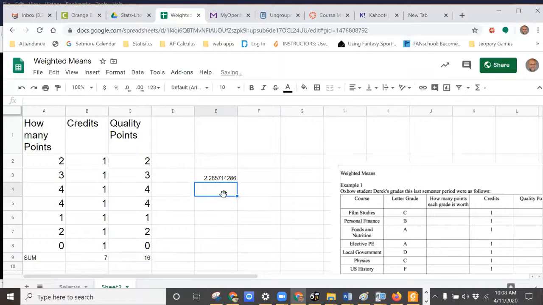And Derek has a 2.29 GPA. It's okay. I mean, he failed U.S. history, so that certainly hurts. And getting a D in local government, I think. And food, boy, notice how these are old courses: foods and nutrition. That was Mrs. McKenzie, Wendy McKenzie. You guys must remember her. So that's how you do the GPA.